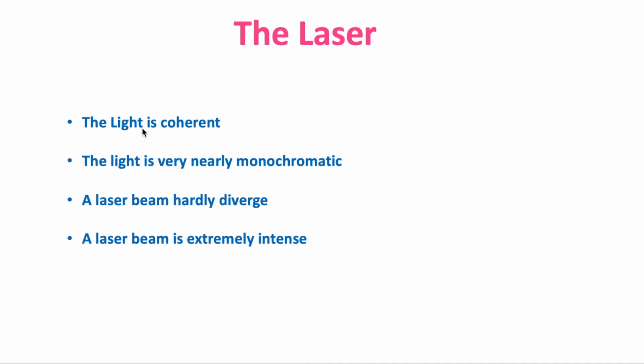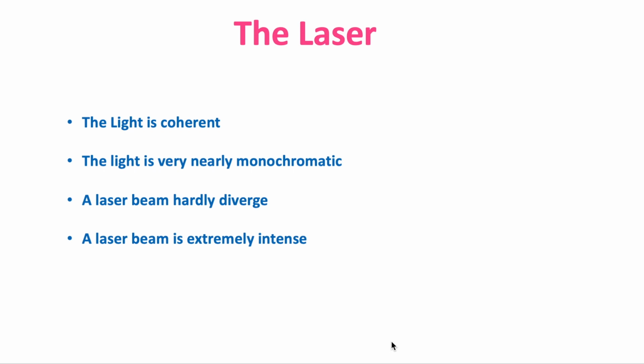And this means that we can get an interference pattern not only by placing two slits in front of a laser beam, but also by using two beams from two different lasers. The second property is that the light of a laser is very nearly monochromatic, which means it has a single wavelength. Also, a laser beam hardly diverges.